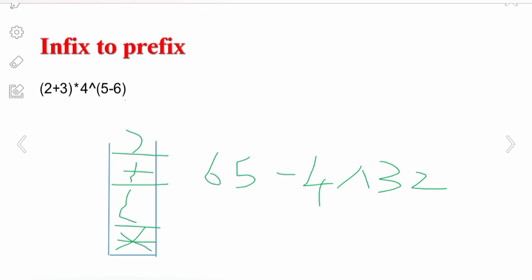Okay, so now the element plus will be popped out of the stack here. So plus is popped out of the stack. After that, there is no operator to push into the stack. So the last one, the multiplication operator, will be popped out of the stack. So this is the infix to prefix conversion.